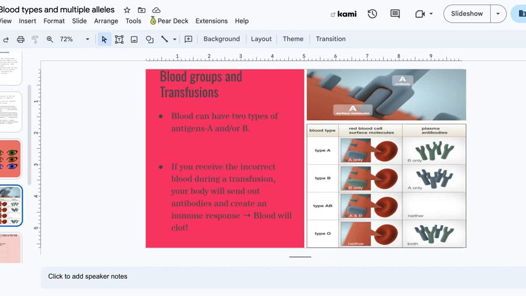And what's interesting is most of the world is type O. And so even though it's a recessive trait, it is the most common worldwide. And so just because a trait is dominant does not necessarily make it most common.